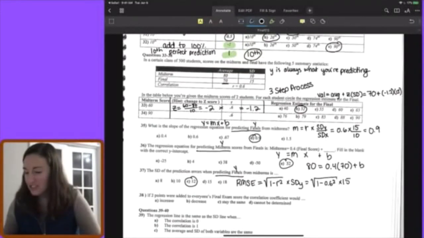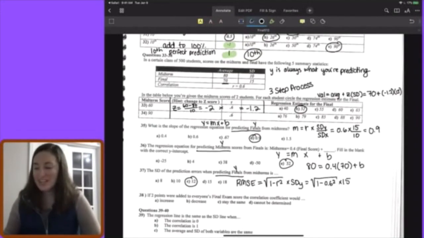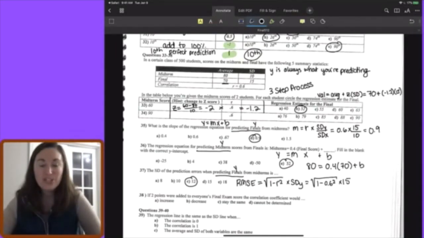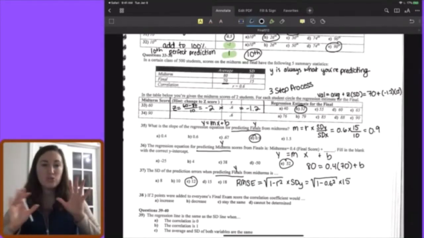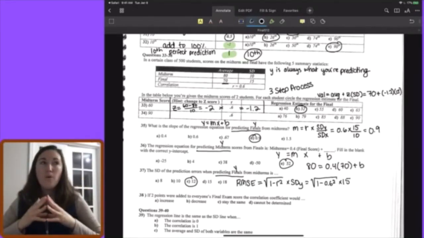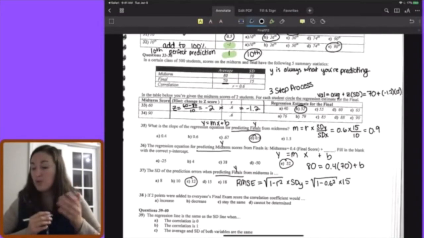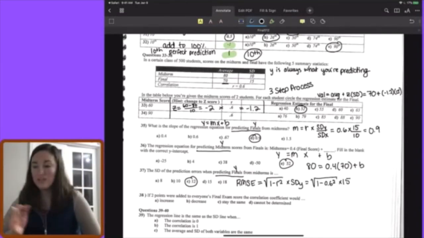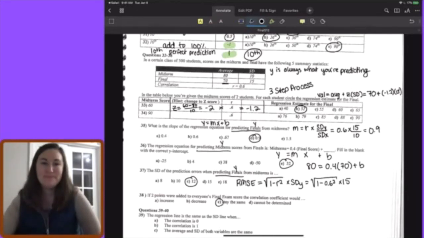Question 38 says if 2 points were added to everyone's final exam score, so I guess they must have had to curve it, what would happen to r, the correlation coefficient? Remember, the only time r changes is if we change just one person's score, or if we multiply or divide all the scores by a negative number, then r would change signs. But if we do the same thing to everyone's final score, the correlation between final and midterm is not going to change. So I'm going to say this will stay the same.